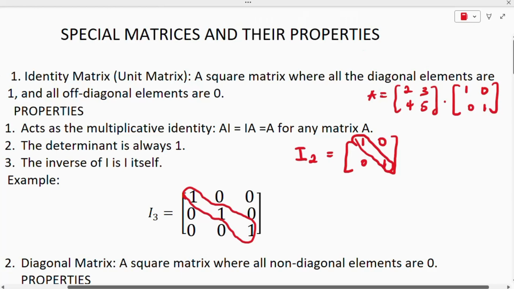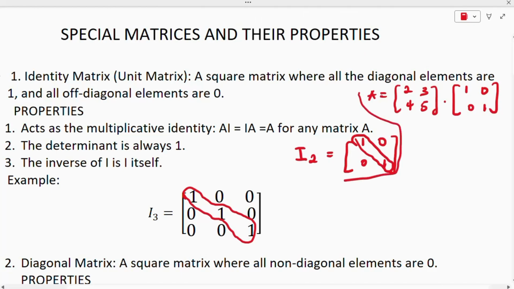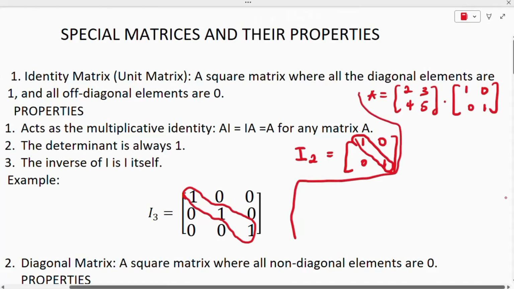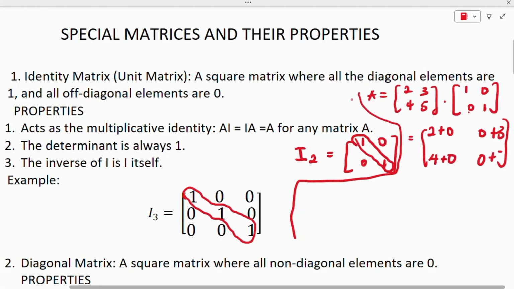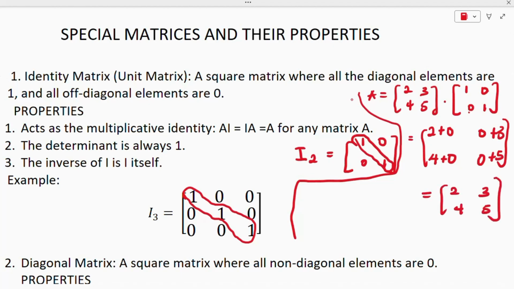So if we multiply the both of them, let's simply try this right here. Multiplying this, we have 2 multiply 1 is 2 plus 3 multiply 0 is 0. Then we come here, 2 multiply 0 is 0 plus 3 multiply 1 is 3. Then we have 4 multiply 1 is 4 plus 5 multiply 0 is 0. 4 multiply 0 is 0 plus 5 multiply 1 is 5, and this is equal to 2 3 4 5, which is the same as the matrix A. So that is what it means for the identity matrix to act as a multiplicative identity.